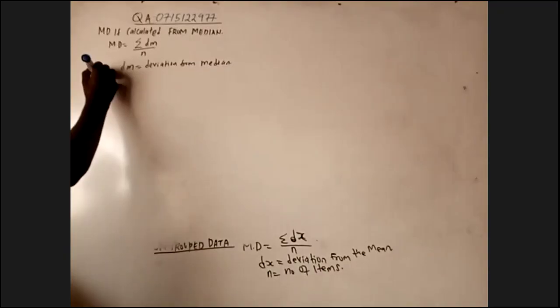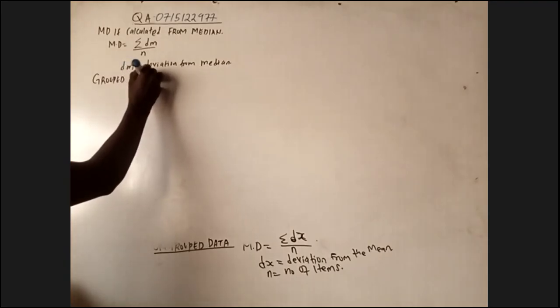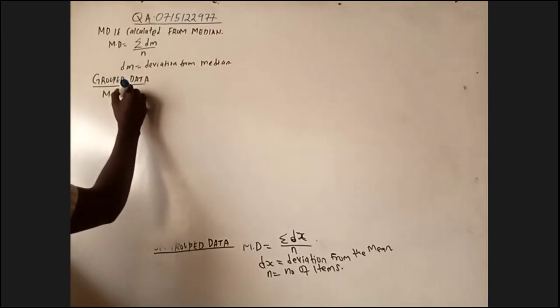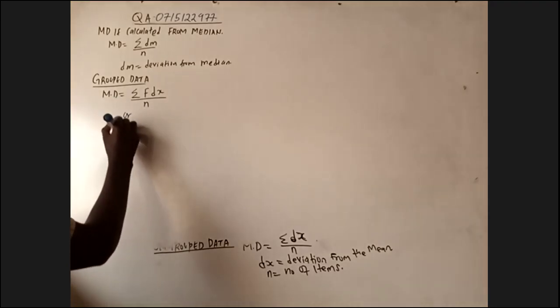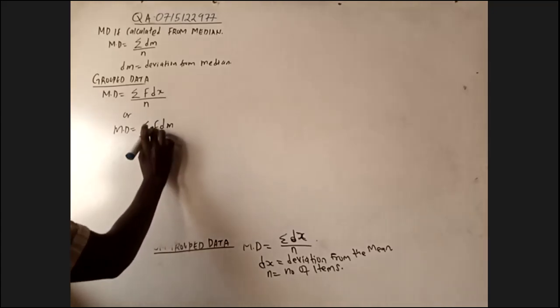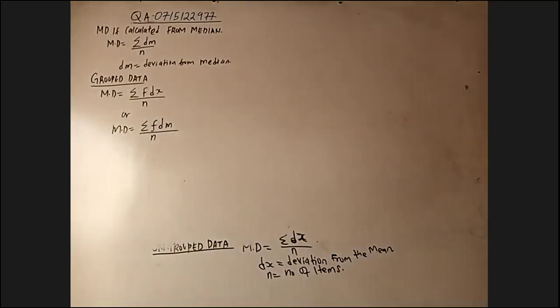For grouped data, MD is the summation of frequency times dx over n, or MD is the summation of f dm, in the case of median, over n.